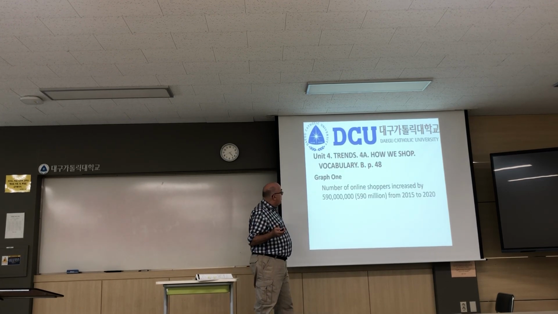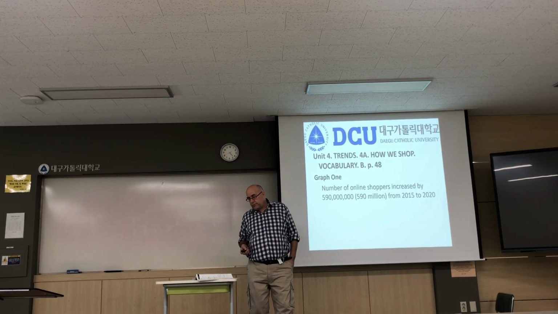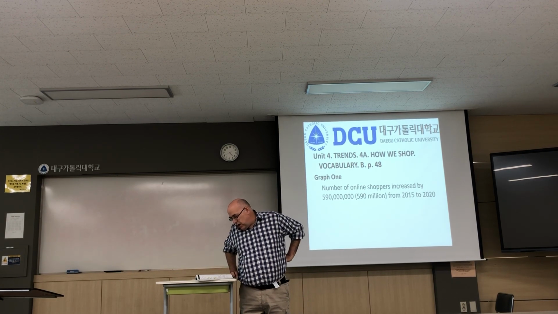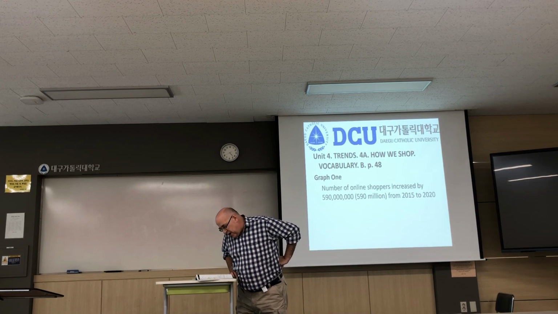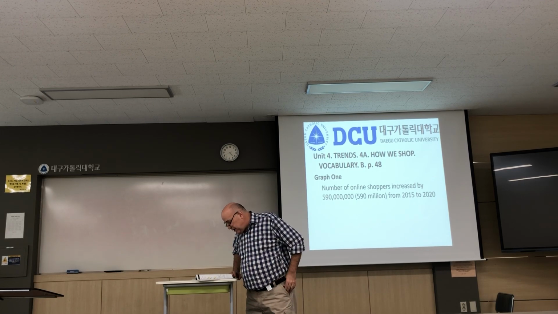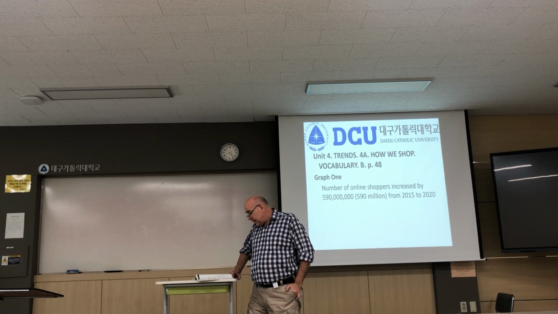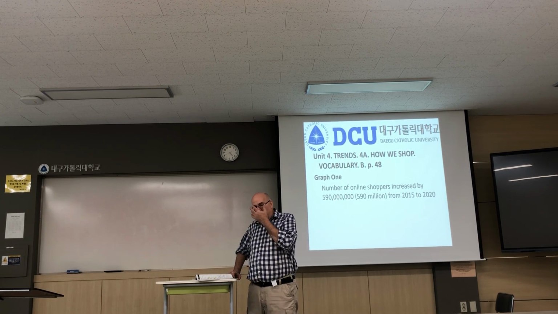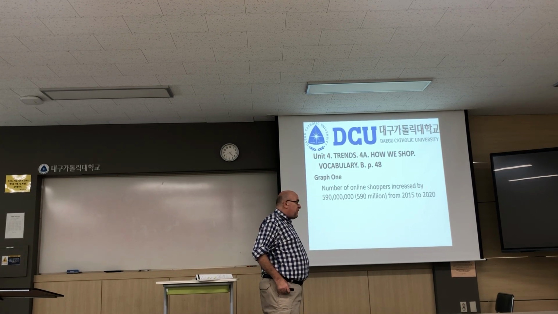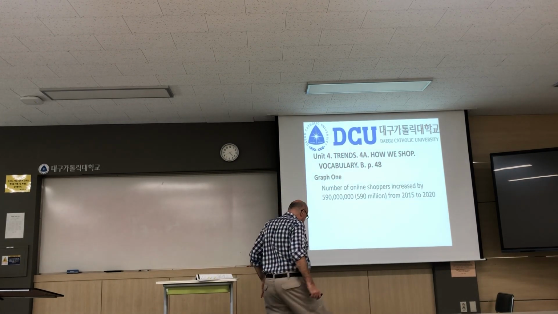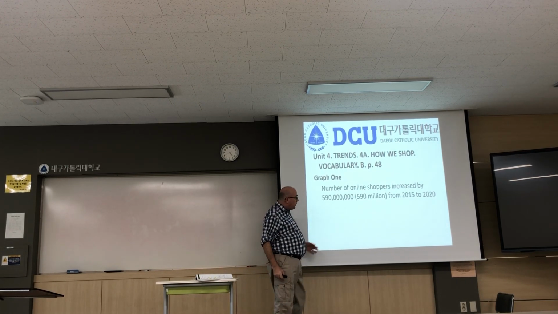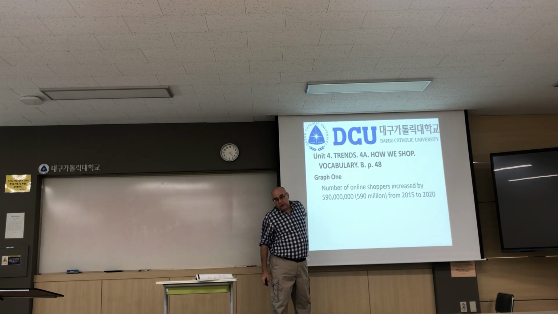Now for this next, you need your book. Because there's two graphs on exercise B. Graph number one, online shopping worldwide. Number of online shoppers in billions. 2015, 1.46 billion. 2020, 2.05 billion. So, number of online shoppers increased by 590 million. 590 million from 2015 to 2020.